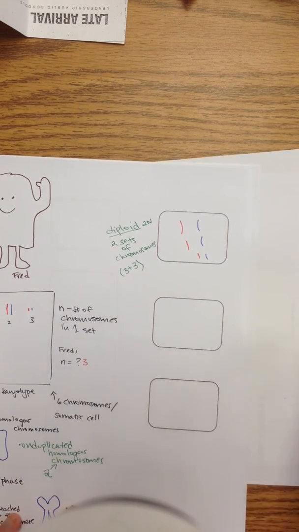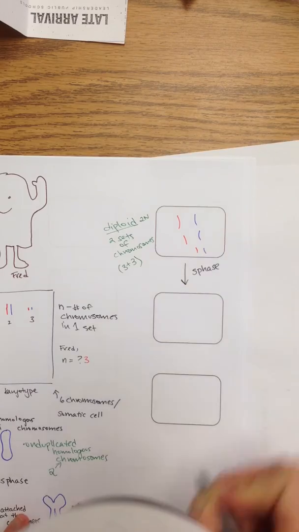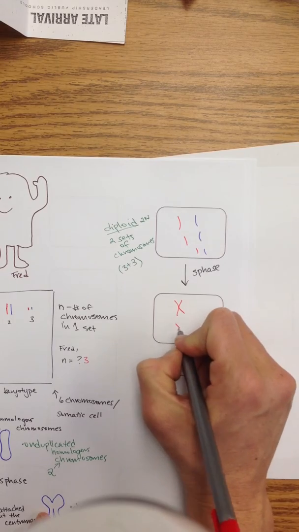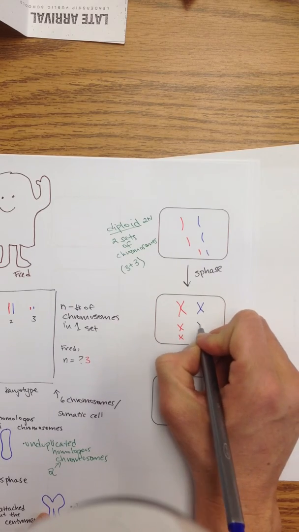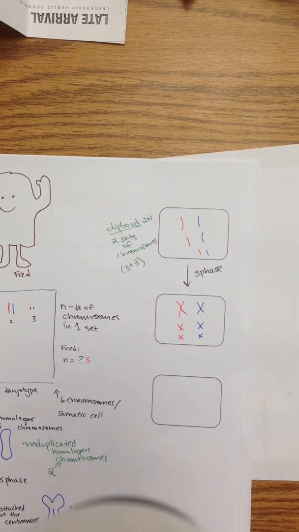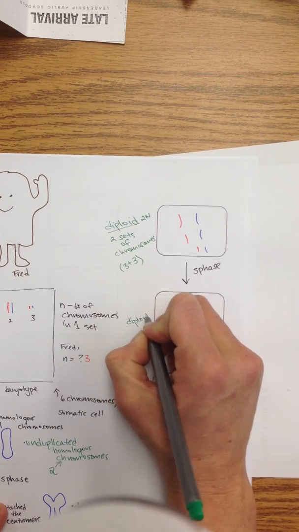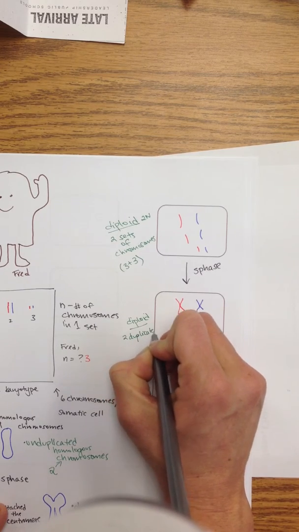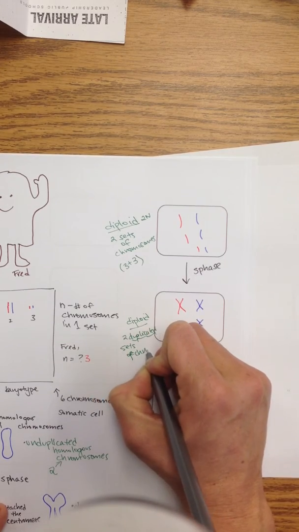Then Fred might go through S phase. His chromosomes would look like this. They're attached at the centromere. And he still has 2 sets of chromosomes. They're just duplicated. So weirdly enough, this is still diploid. It's 2 duplicated sets of chromosomes.